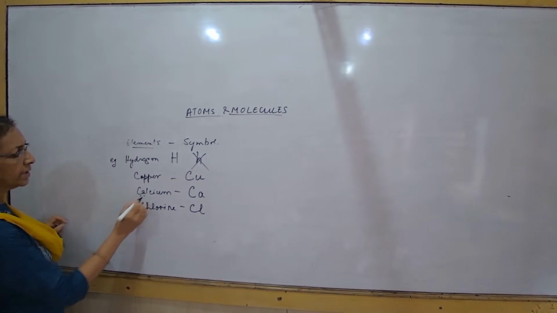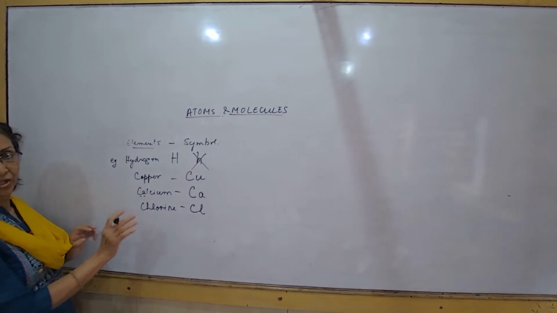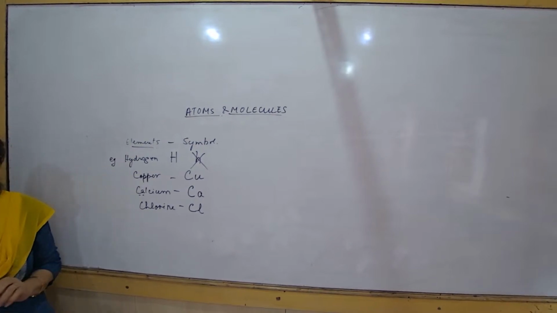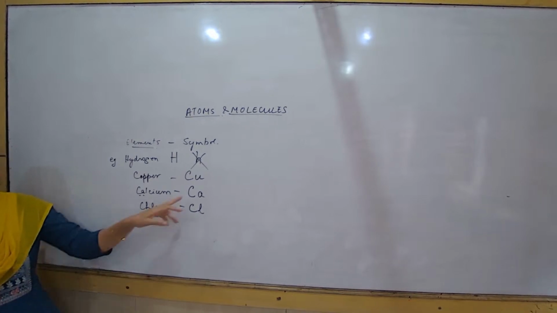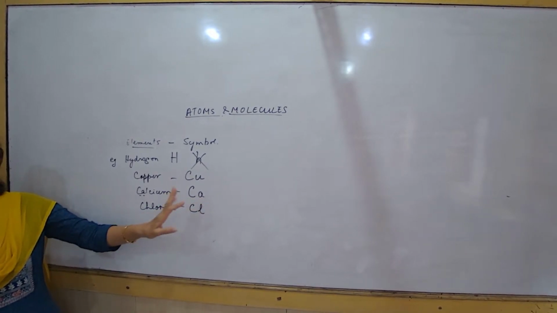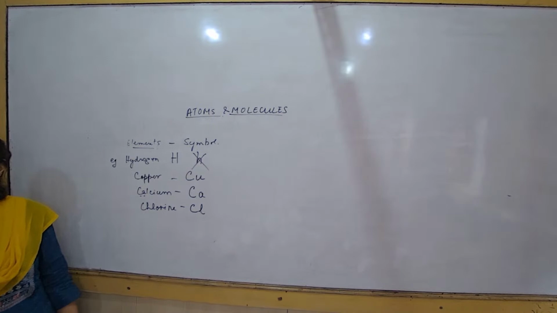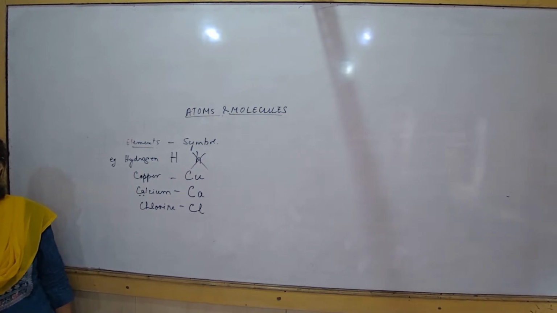Now here it is the first and the second one. I'm saying the second alphabet is always written as a small letter. We don't write it as capital C, capital A. The second one is always going to be small. Is that okay?